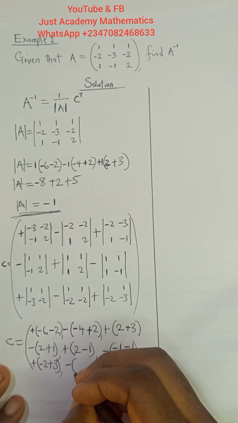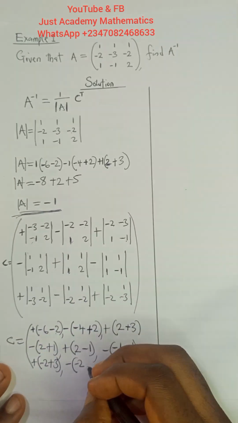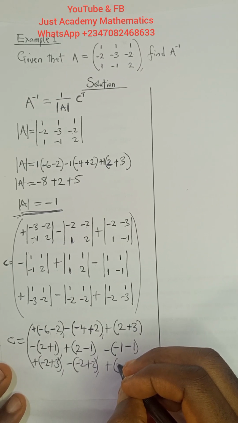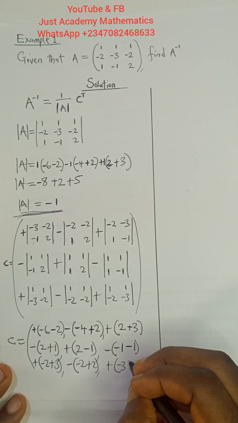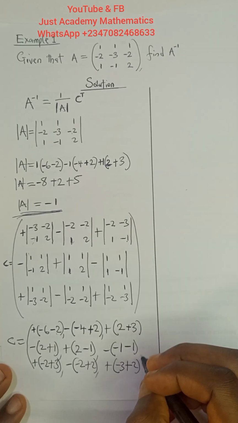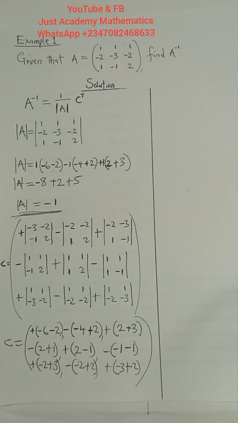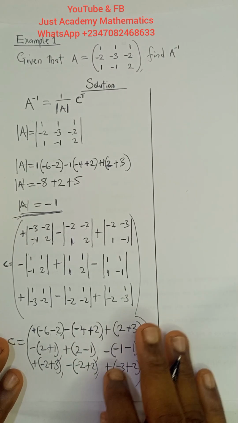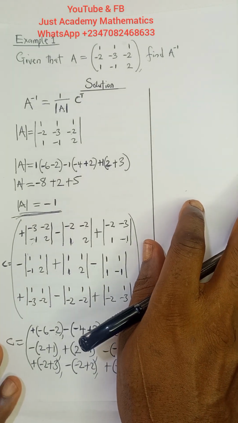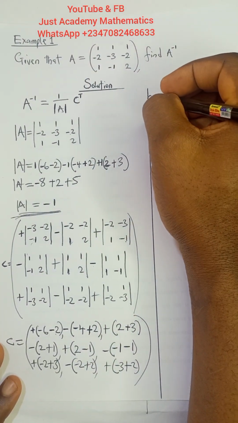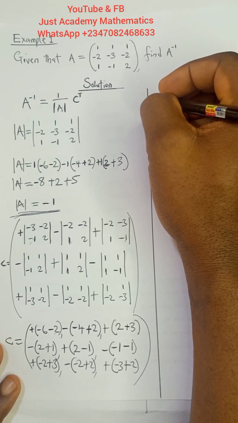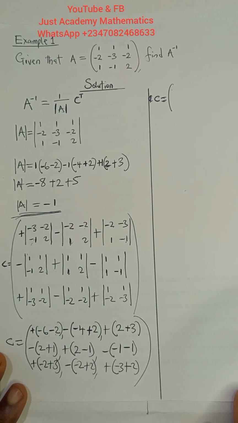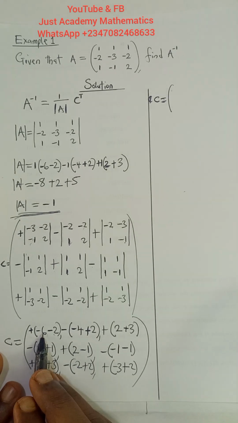Then we'll go with minus here. We'll have minus 2 minus plus 2. Then we'll go with plus here. We'll have minus 3 minus plus 2. So this is it now. Now what do we do? Let's simplify that further here by getting our C. So we can now conclude that our C is now equals to what? Let's get the value of C now.